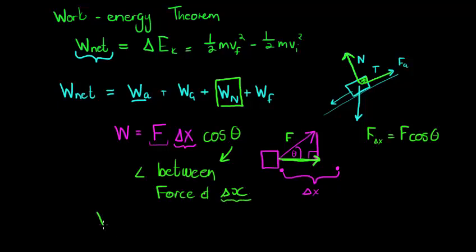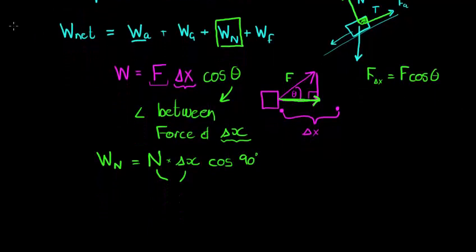So for example, the work done by the normal force is equal to the normal force times the displacement times cos, and now the angle between the force and displacement is 90 degrees. And when you do cos of 90 degrees, hopefully you know, but if you don't and you do it on your calculator, you'll see it's 0. So the work done by any force that is perpendicular will always be 0 joules. Now work is energy.